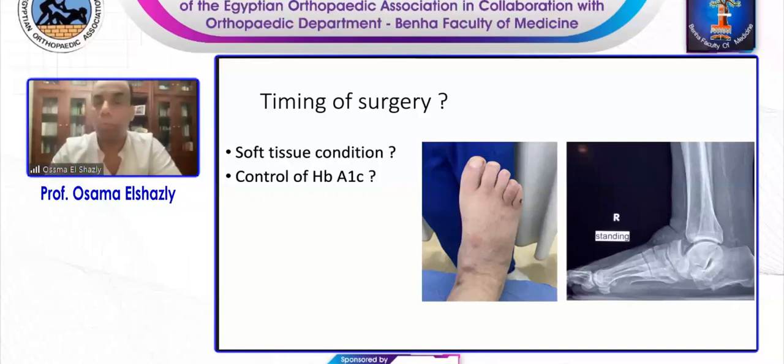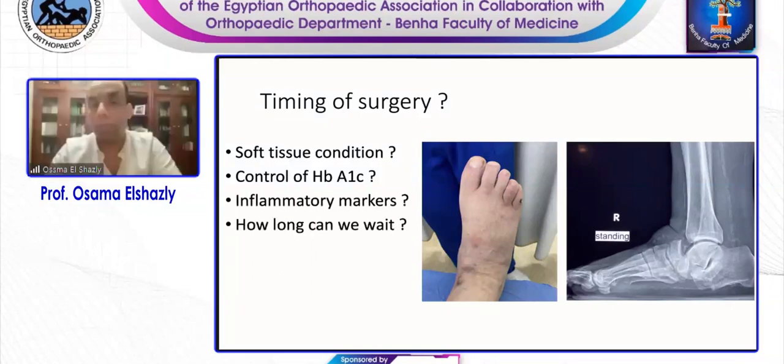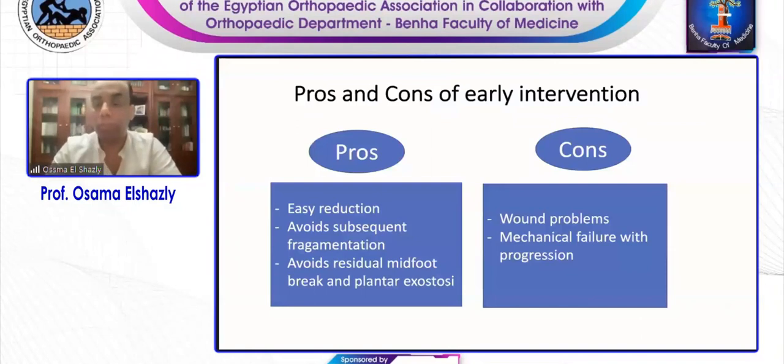Should I do it immediately after improvement of condition, after control of hemoglobin A1C, after return of the inflammatory markers? Each decision, to do or not to do, may have some pros and cons. For me, if you don't treat such a case, although it is in the acute stage, I may see this case end like Dr. Hani's case, with an ulcer in the plantar aspect due to the pressure of the head of the talus. So I went to the decision of early fixation and fusion rather than waiting to bypass the acute stage.